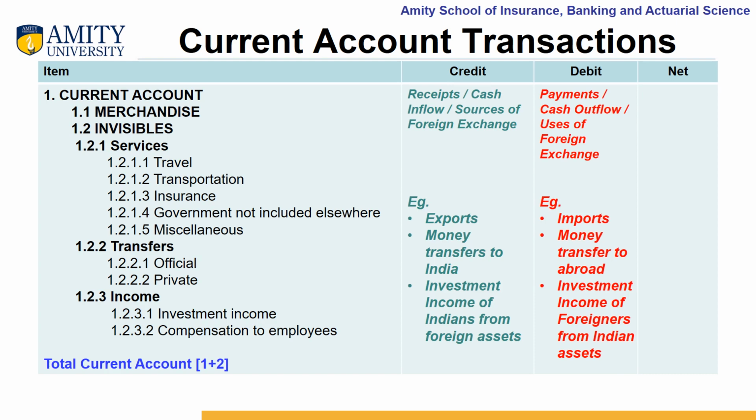And the third column is net of these transactions. So if credit is greater than debit, it is known as surplus, whereas if credit is less than debit, it is known as the deficit in the current account.